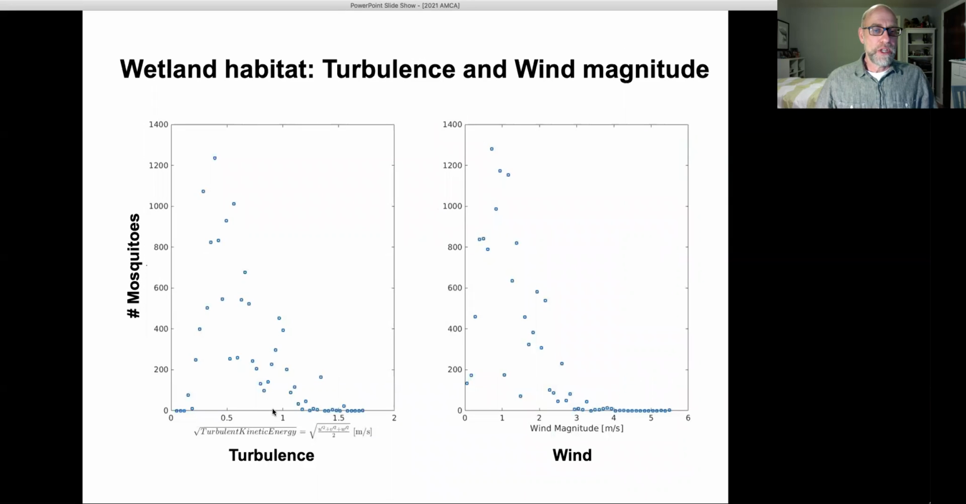If we look at a summary figure of the numbers of mosquitoes that are caught at specific turbulent kinetic energies or turbulence and wind magnitudes, we can see that most of the activity in terms of the turbulence is centered around 0.5 to 1 meter per second for turbulence, and anything above 2 meters per second in terms of wind magnitude really reduces the numbers of mosquitoes that are trapped or registered by the counter.